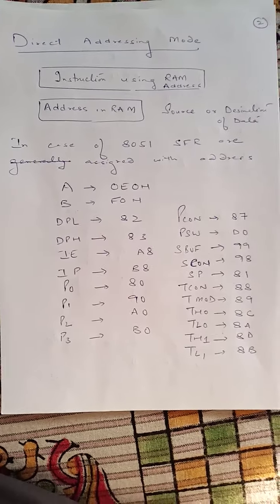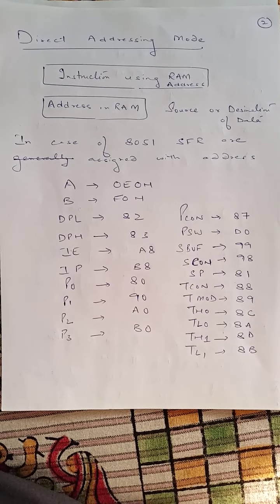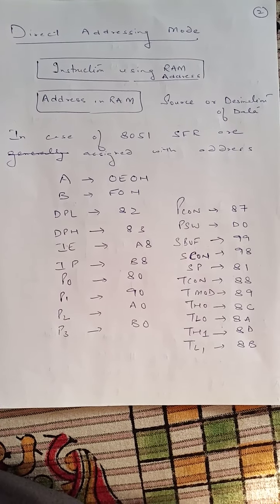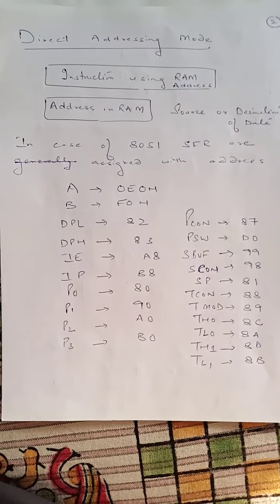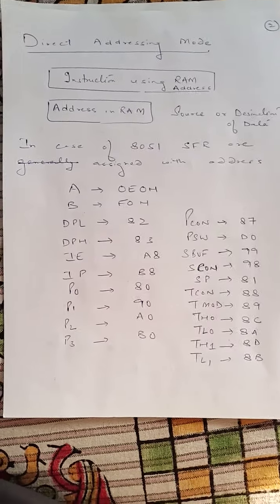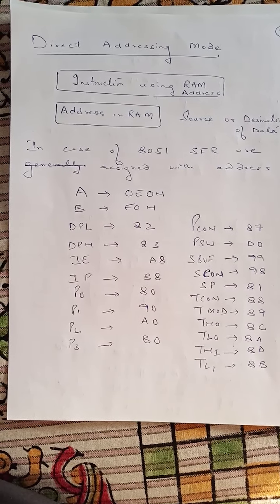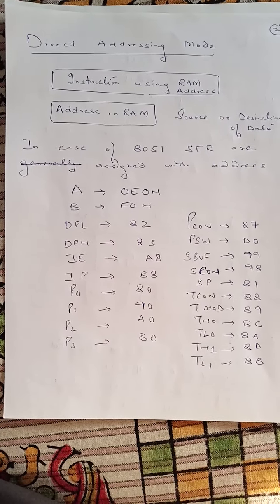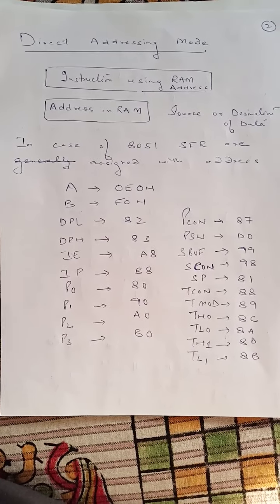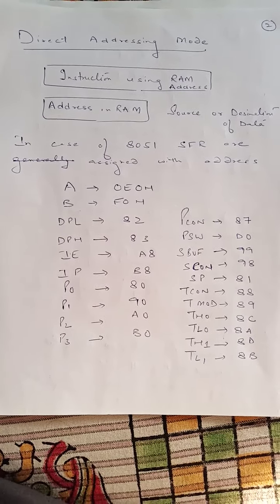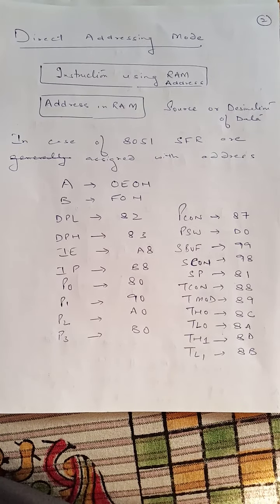Now there is a very important mechanism in case of 8051, that each and every register is specifically assigned some address. As you know, 8051, which is an embedded system, has internal RAM. Therefore each and every register is assigned a specific address, and this contributes to a new form of addressing that is called direct addressing. So the format is an instruction using a RAM address. The address is stored in the RAM.